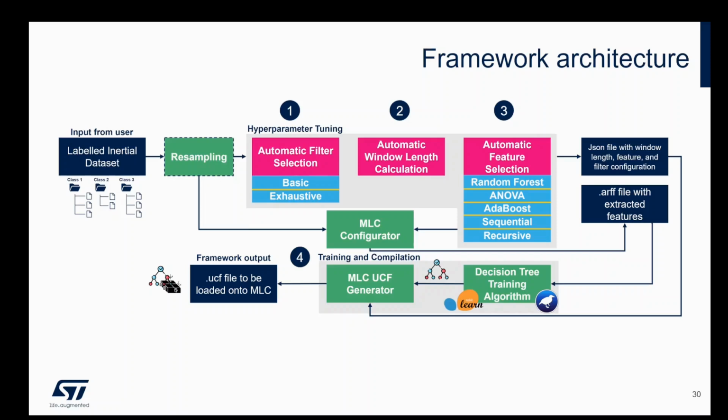And then automatically pick the features. So there are a variety. This is an ensemble of methods that are available. A random forest or ANOVA or AdaBoost, a sequential feature addition, recursive feature elimination. All of these methods go into picking the right features. Remember, there are 31 features. You need to pick the right combination of features for what you are processing in your sensor data, right? So this will allow you to do that.